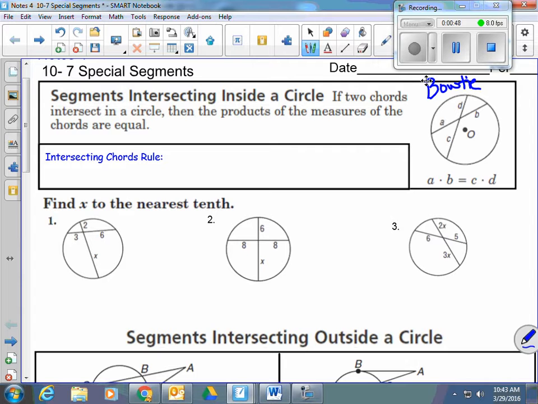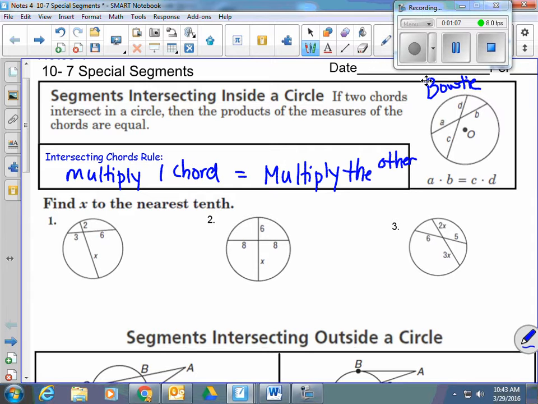It's not going to really make sense until just a minute. Okay? You multiply one chord, and it's going to be equal to, when you multiply, the other chord. Okay, I know that doesn't make sense. I'm going to explain it here in just a second. Okay, so copy that down into that rule section there. All right. So what does that mean?